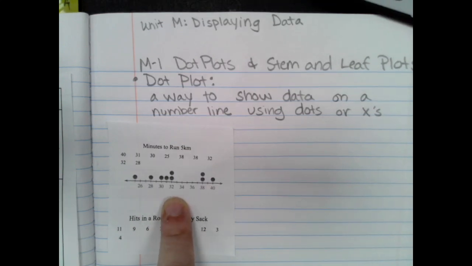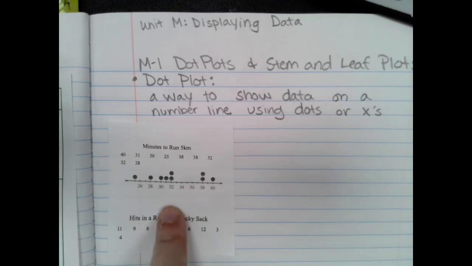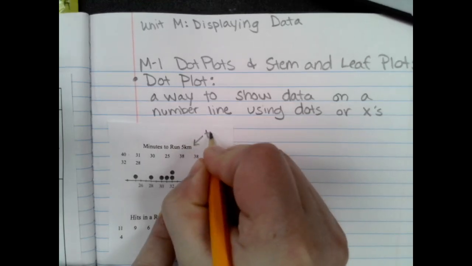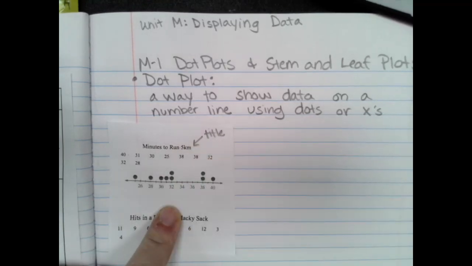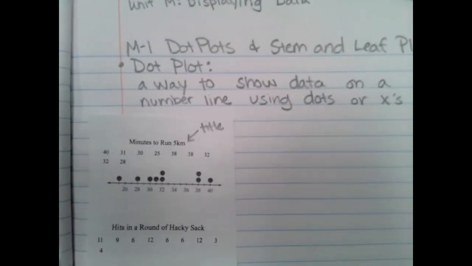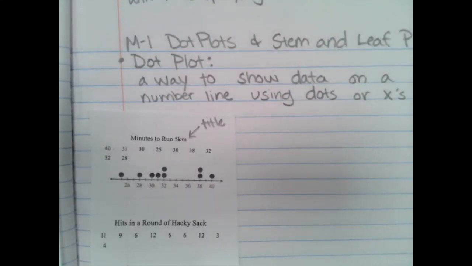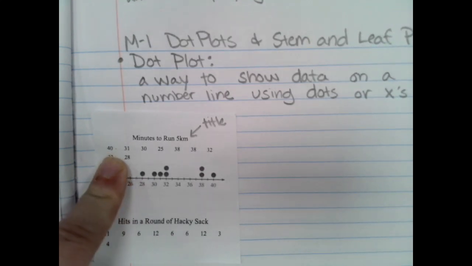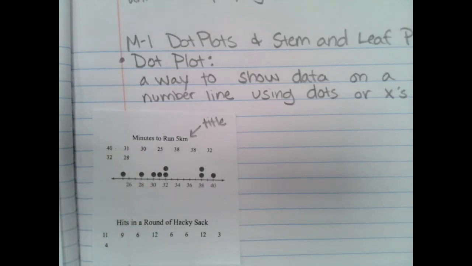That's okay. Ruben, what's this about? Minutes to run a 5K. Good. We have a title. Amazing. That tells us what our data is about. How are we measuring our numbers? What does the 40 really represent? 40 inches, 40 feet, 40 seconds, 40 years. Minutes! See, these are questions my last class didn't answer. It was terrible. You guys are crushing it.